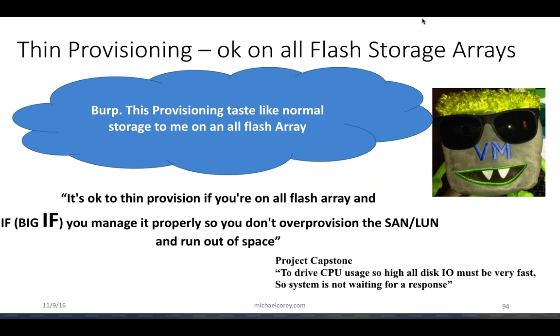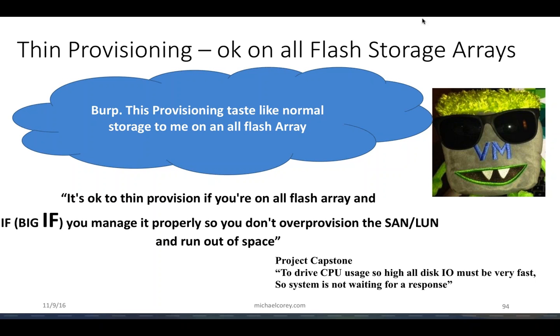It's okay on flash storage arrays, right? Thin provisioning tastes like normal storage to me on all-flash arrays. It's okay to thin provision if you're on an all-flash array, and a big if, you manage it properly so you don't over provision. So let's drive that point home. Over provisioning is dangerous when it comes to databases. I don't care if it's Oracle, I don't care if it's SQL Server, it's a dangerous practice.